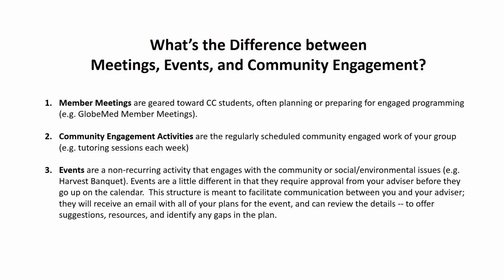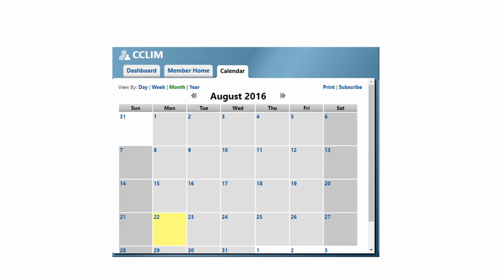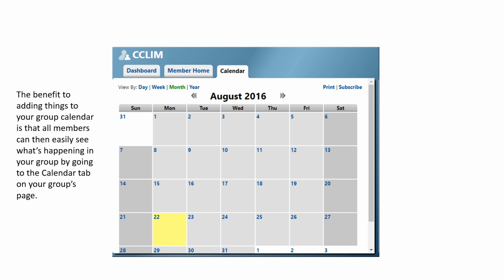Essentially, they'll receive an email with all of your plans for the events, and then they can review the details to offer suggestions, resources, and identify any gaps in the plan. If everything looks good, it'll go up on the calendar. The benefit to adding things to your group calendar is that all members can then easily see what's going on by going to the Calendar tab on your group's page.